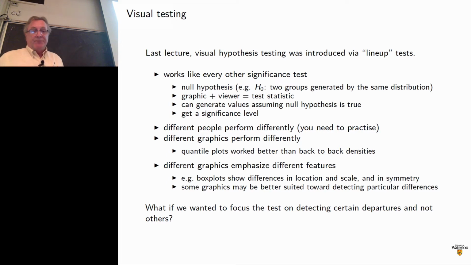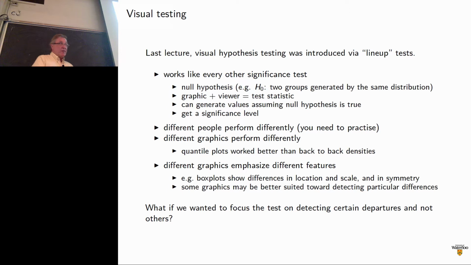the actual data. Things we notice: different people perform differently, and that just means that as part of the test statistic, you can improve your performance with a little practice, right? Understanding the graphics, what to look for in terms of differences, etc. Also noted that different graphics perform differently. In particular, the quantile plots, for example, perform better than the back-to-back densities. Although the back-to-back densities perhaps may look aesthetically more pleasing, they don't seem to be as powerful a means to detect the differences that we looked at.